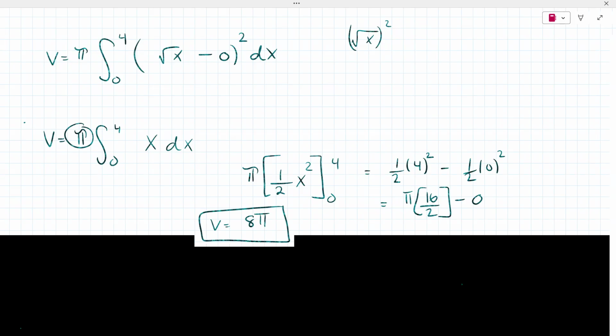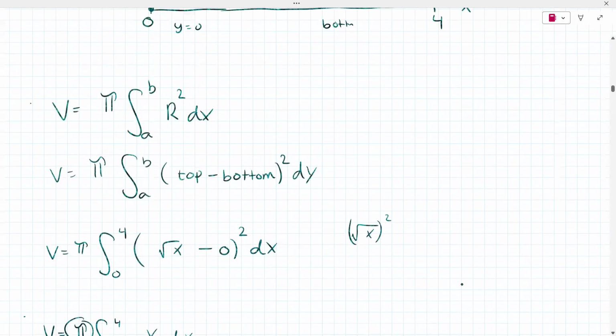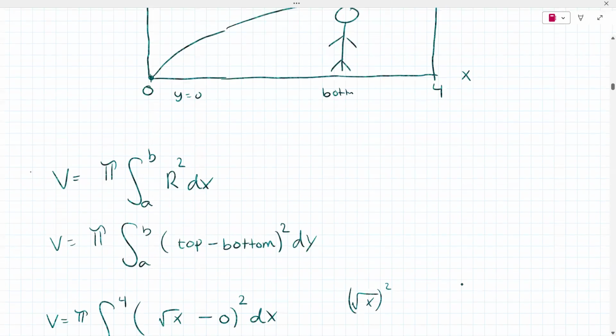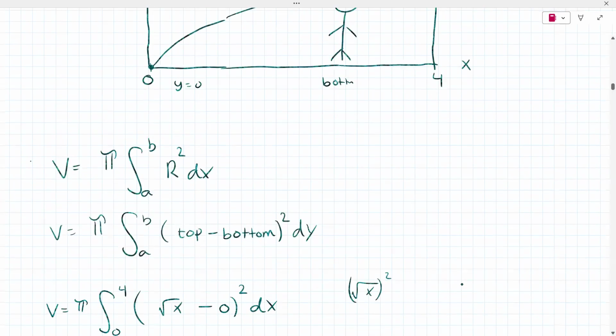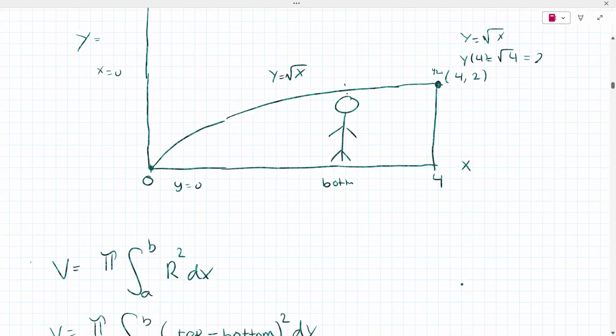Okay, so let's do a little recap. It says it's revolved about the x-axis, so that means we're going vertical. We're going from A to B, or top to bottom, because vertical is top to bottom, right? I think horizontal would be right to left. And then our lower boundary is 0 and our upper boundary is 4.